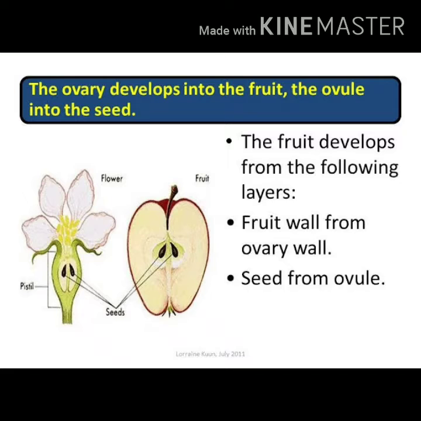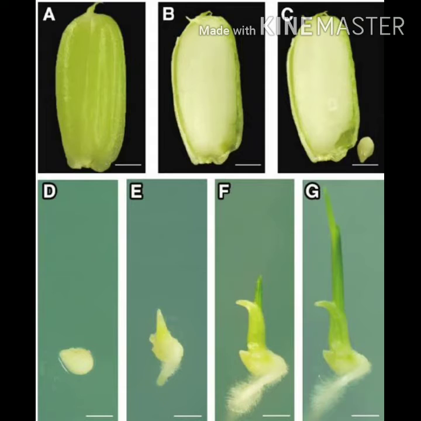The zygote develops into an embryo, and that embryo comes with a baby shoot and a baby root. Here you can see how a baby shoot and baby root grow, how an embryo develops, then your baby shoot and baby root come out, and how they are growing. You can see clearly here.